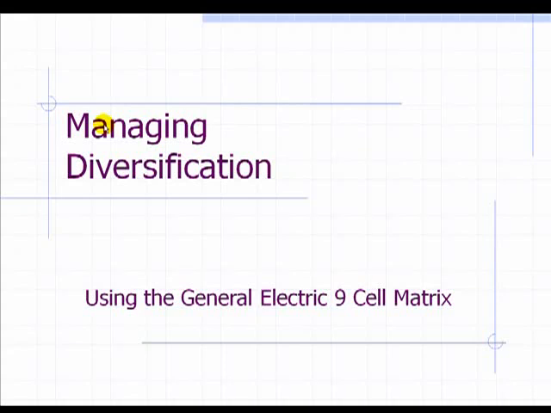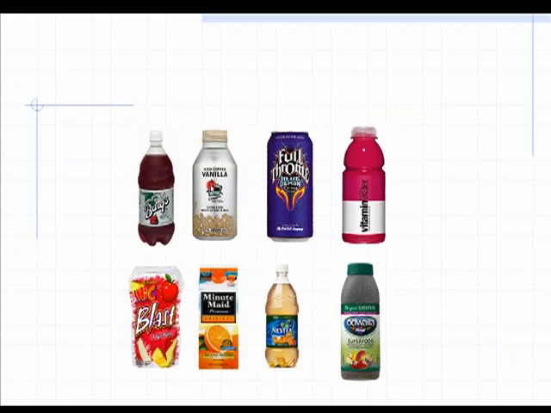This video segment involves managing diversification using the General Electric 9-cell matrix, and we're going to use some examples of this taken from the portfolio of offerings from the Coca-Cola Company to help illustrate how this matrix might be used. There are a number of products in the Coca-Cola product family that you may or may not be aware of.